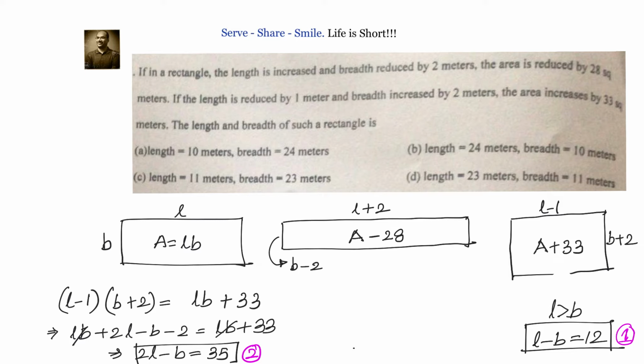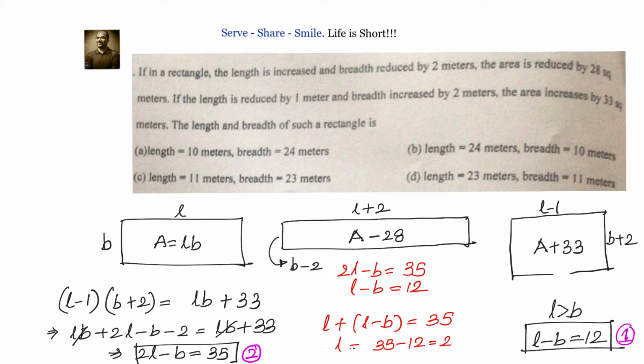So let's go ahead and write down. We have L minus B is 12. We also know 2L minus B is 35. But what is 2L minus B? L plus L minus B equals 35. L equals 35 minus 12, which equals 23. So length equals 23, that means breadth equals 23 minus 12, which equals 11 meters. So L equals 23 meters and breadth equals 11 meters.